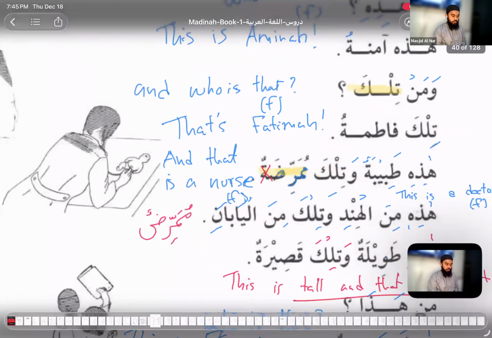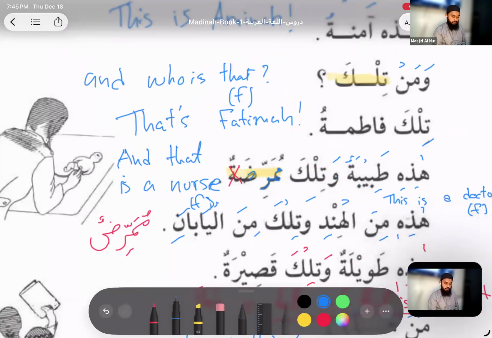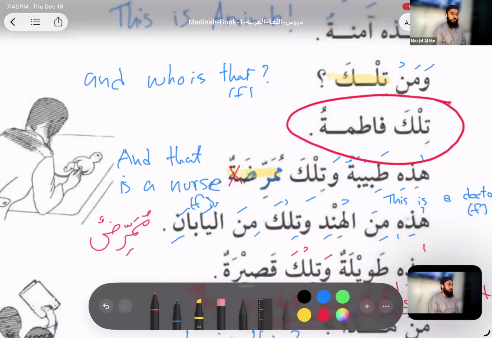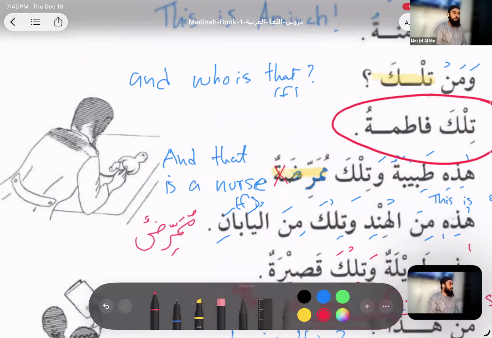Okay, let's do this, guys. Let's do this example, guys. Bismillah ar-Rahman ar-Rahim. This right here. See that word tilka Fatima? See that, guys? Everyone? Could someone read that for me?